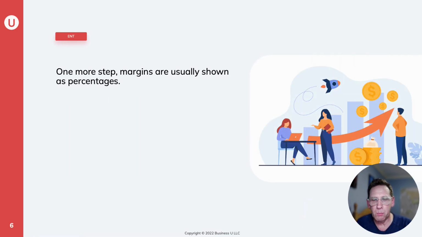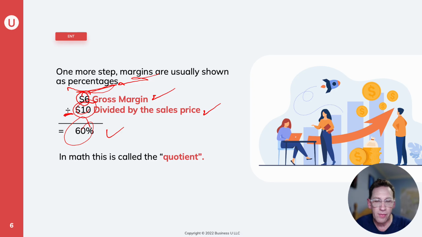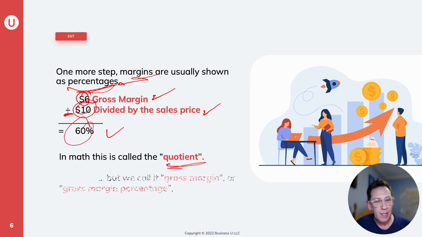So let's take it one step further, because margins are usually shown as percentages. So how do we find the percentage in this case? Well, again, it's pretty easy math. We take our gross margin of $6, we divide by 10, and we get 60%. That's our margin on this particular product. Gross margin divided by your sales price, 60%. Now in math, this is called a quotient, but in business, we call it a gross margin or your gross margin percentage.